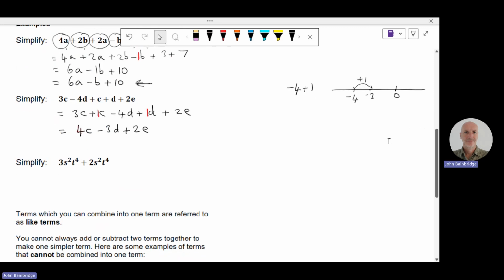Finally, we've got this one, 3s squared t to the power 4 plus 2s squared t to the power 4. So you can see they both have s and t in, but also the power of the s is 2 in both terms, and the power of the t is 4 in both terms. So they've both got the same powers. That means we can call these like terms, just to emphasize what we mean by like terms. So we've got 3 plus 2, we've got 5 of them. So that is 5s squared t to the 4.